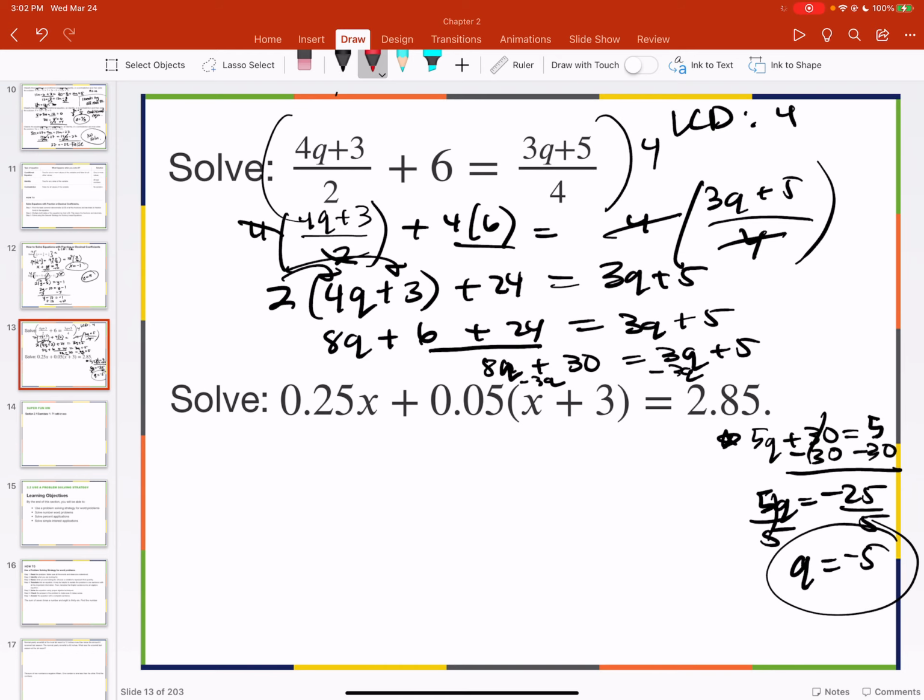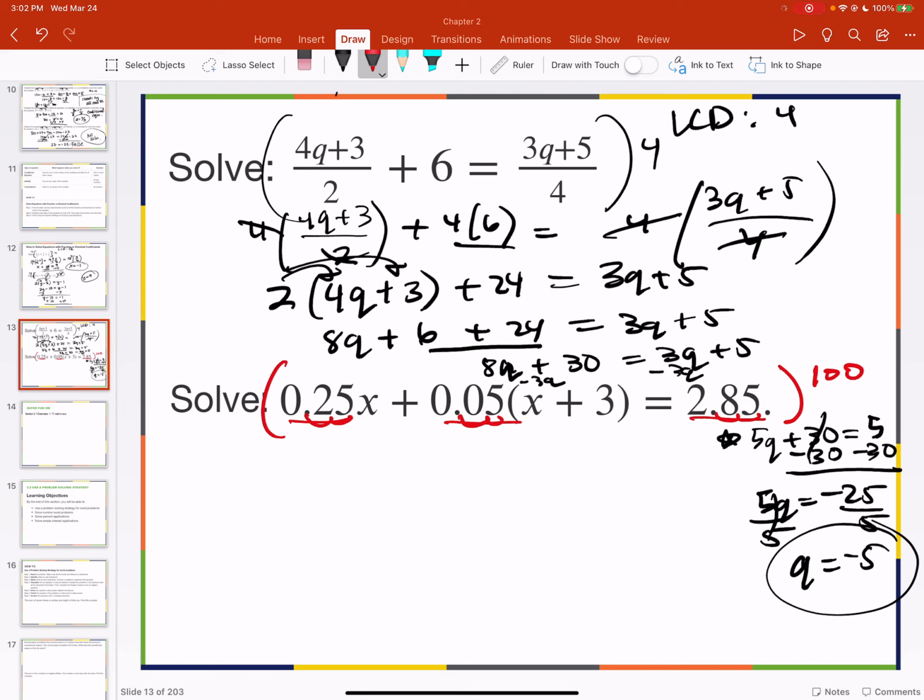Okay, now we have here a decimal one. Each number has two decimal places here. Okay, so it has values up to the hundredths place. So the LCD for all of this is 100. So notice it's going to get rid of all the decimals.